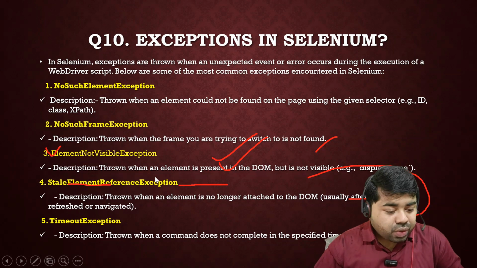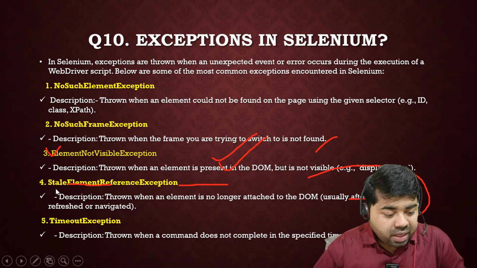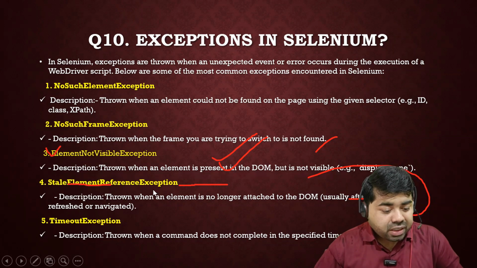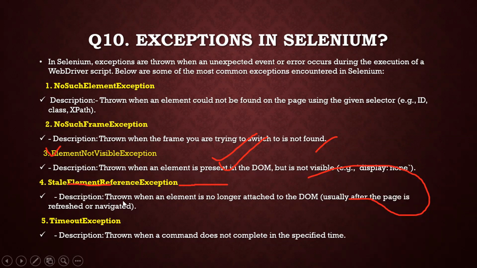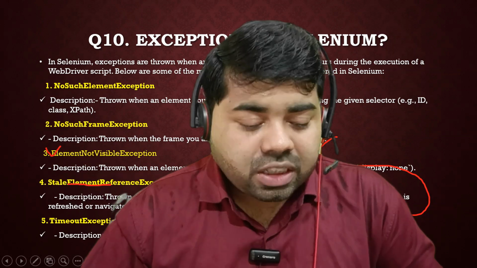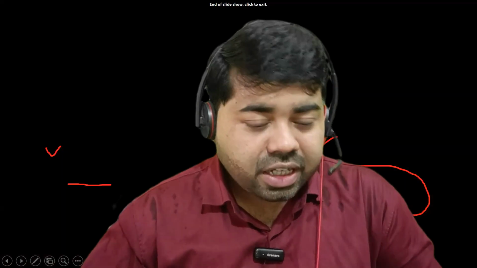Okay. Another exception we have is StaleElementReferenceException. It is thrown when the element is no longer attached to the DOM, after the page is refreshed or navigated. TimeoutException. So many exceptions are there, and I have just given some overview of them.